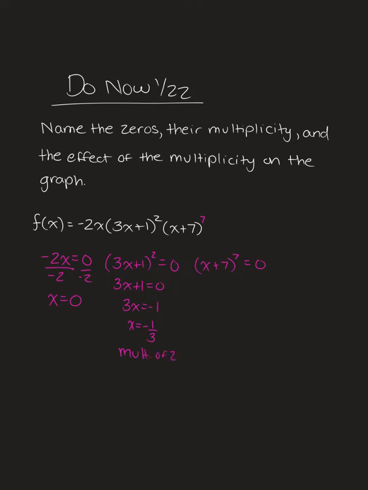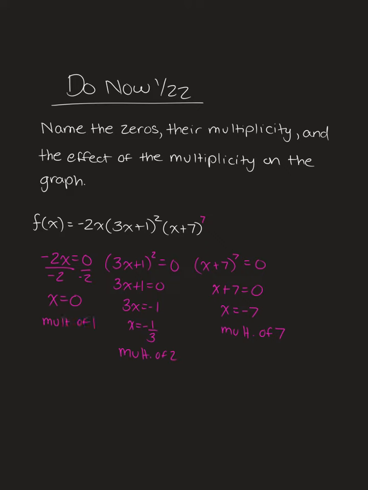Same thing with x plus 7 to the 7th. I'm not really going to worry about to the 7th power. I just want the 0. So subtract 7, you'll get x is equal to negative 7 with a multiplicity of 7. Since this x equals 0 only happens once, it is a multiplicity of 1.